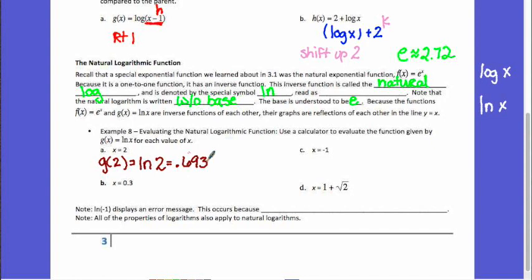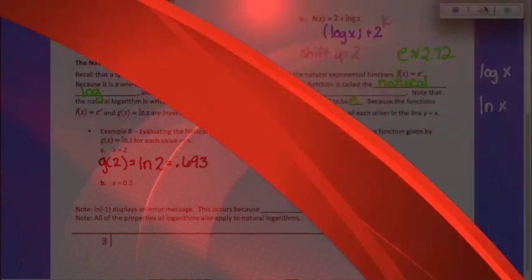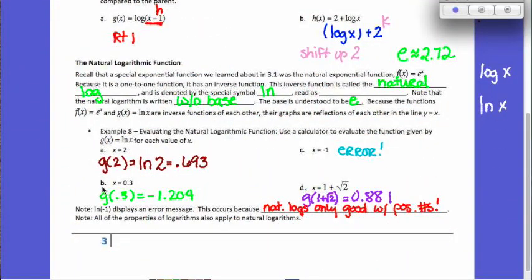Remember, I want you to round to 3 decimal places if it's necessary. Okay, go ahead and use the calculator. You're going to plug all of these in the exact same way. See if you can get the solutions that I'll give you when you come back. If you're back, hopefully you were able to get for B a negative 1.204. C again gave us an error, just like we had before with a regular log. And then down here with D, we have 0.881.